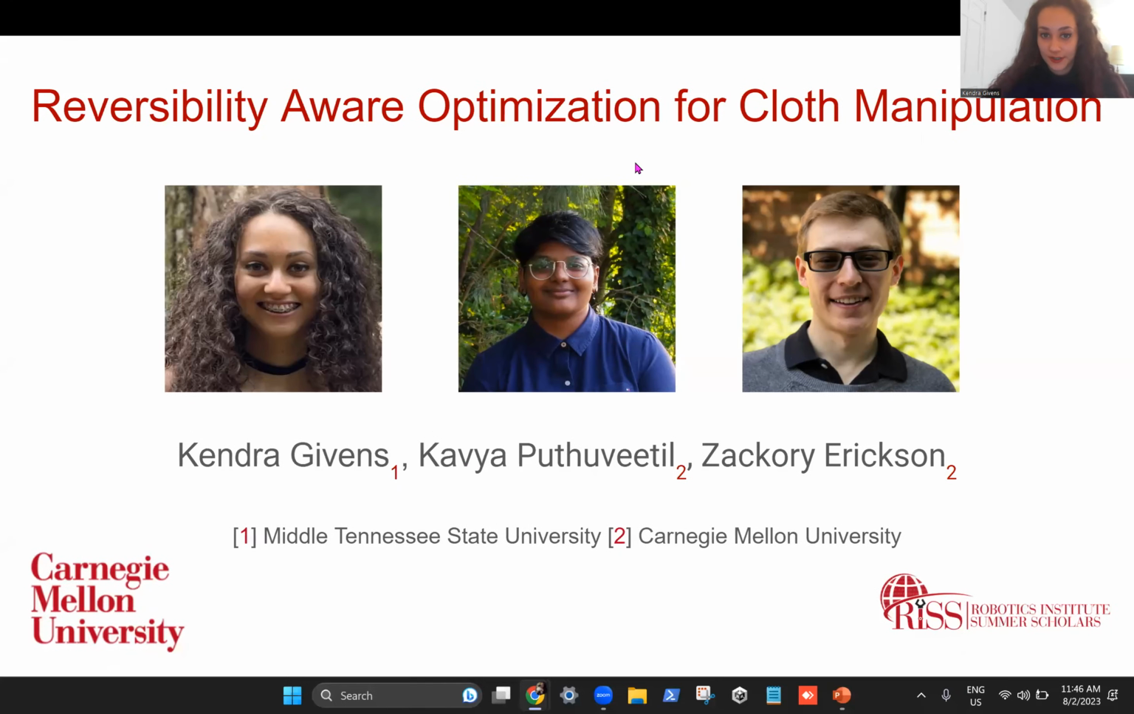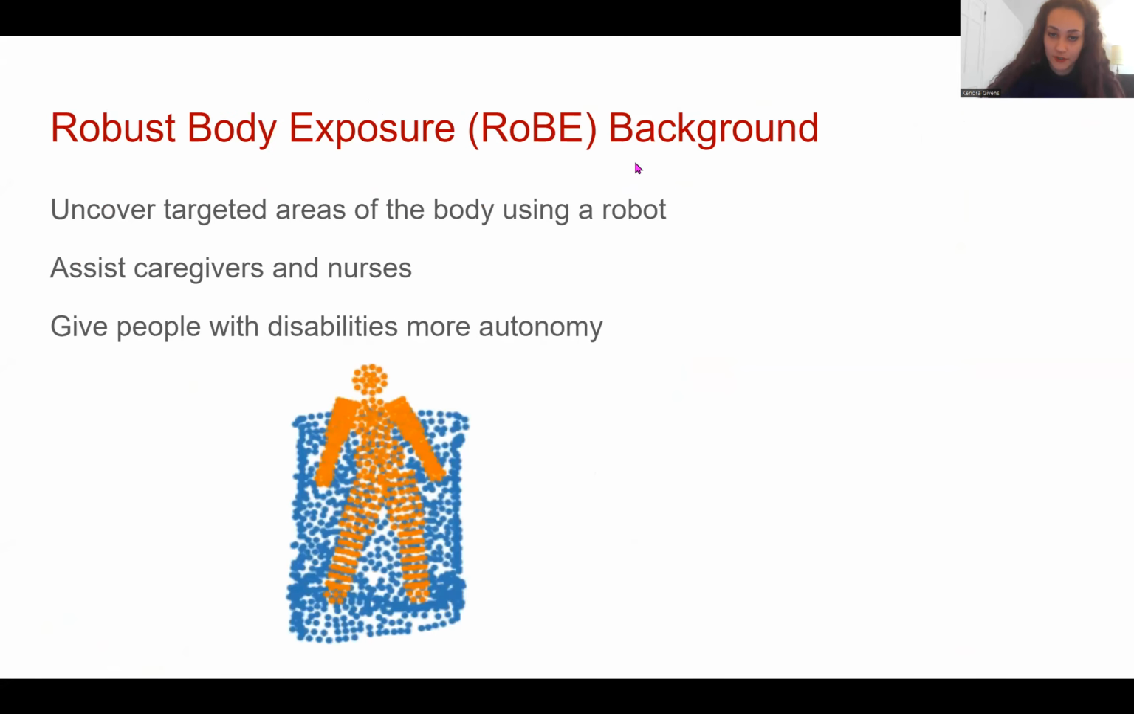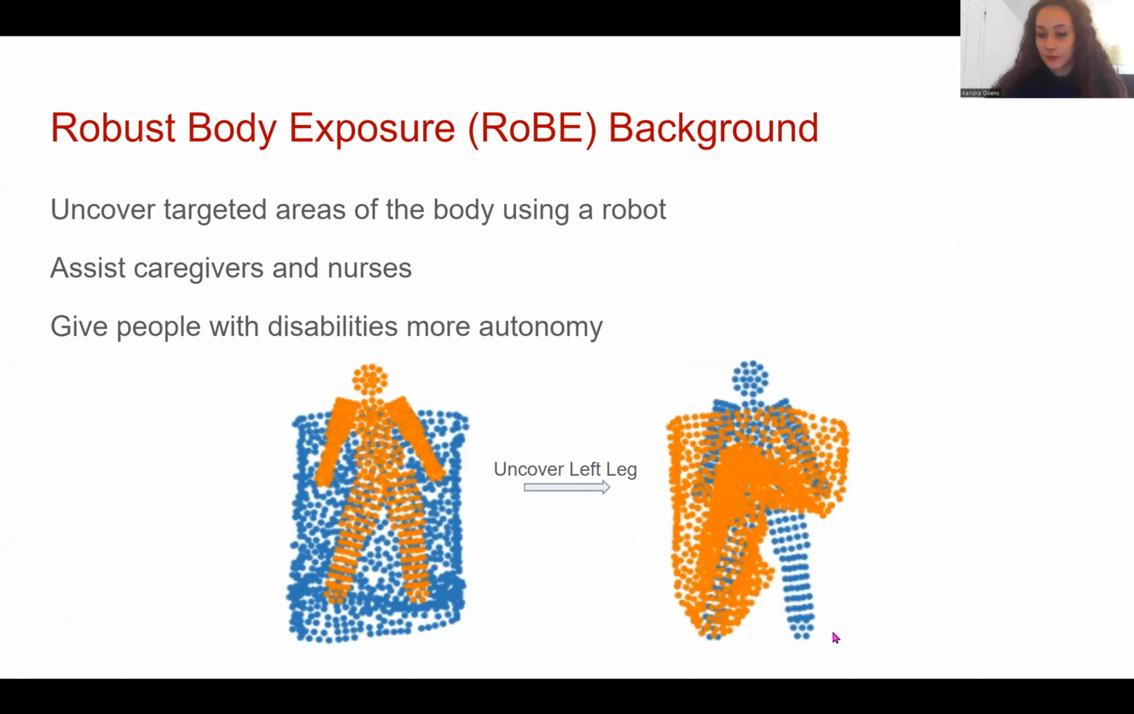So some background work that has been done in the lab is called robust body exposure, or ROBE for short. And it looks at uncovering targeted areas of the body using a robot. For example, if you wanted to uncover the left leg, you would lift the blanket up from this corner and drag it here. Some of the motivations behind this work is it will ease the workload of caregivers and nurses, and it also additionally gives people with disabilities more autonomy and independence. If they wanted to adjust the blanket themselves, they no longer have to rely on someone to do it for them.